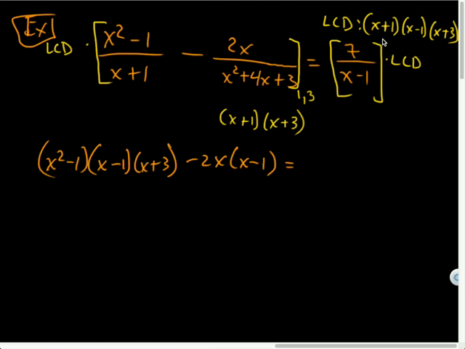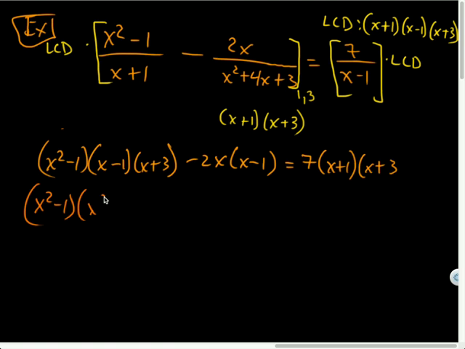Equals, and I multiply over here, and what would happen? Yeah, the x minus 1's cancel out, and I'd be left with 7 times x plus 1 times x plus 3. Okay. Whew. So, yeah, this is, I believe, going to be a 4th degree polynomial. I know x squared minus 1 is factorable, but it doesn't necessarily benefit us to factor it right now since I'm going to be distributing all this.